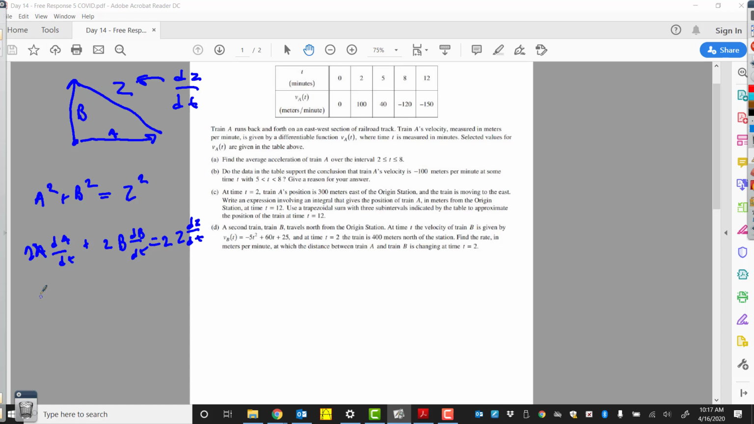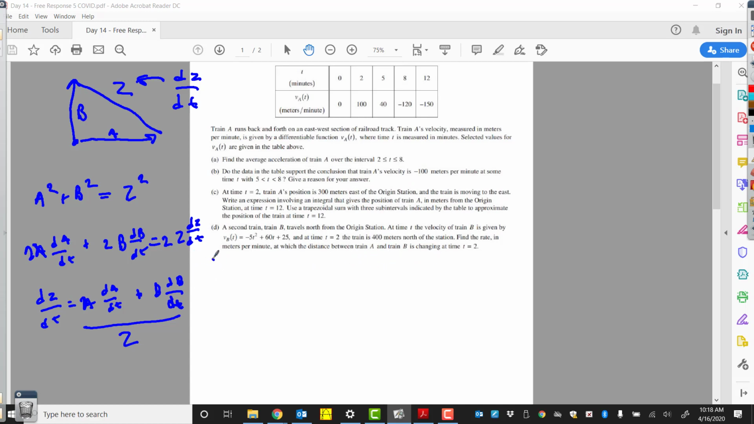Okay? And so to get the distance between them, we'll divide it by the 2. So we have a dA/dt, so the position of A times the rate of change of A, plus the position of B times the rate of change of B, over the position of Z. Well, the position of Z is just the distance between the two trains at that time. So let's try and get all this information. We're looking for the rate of change between them at time t equals 2.